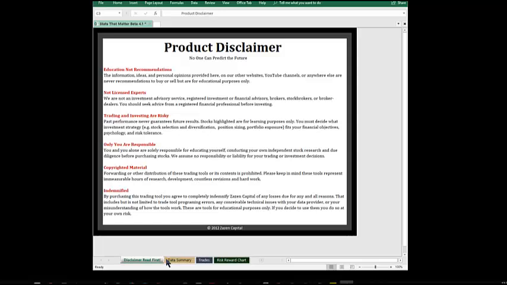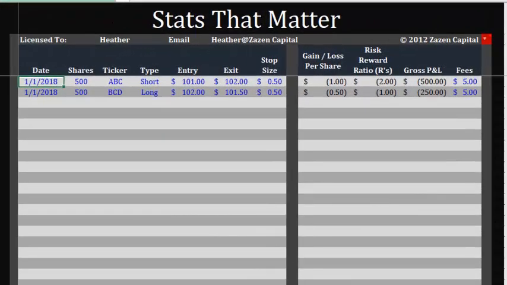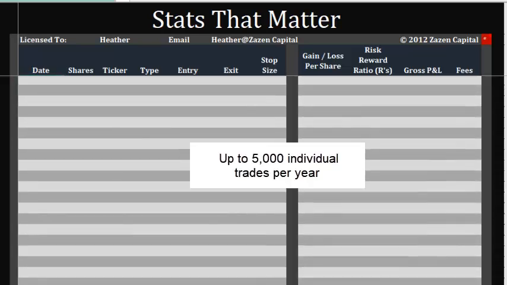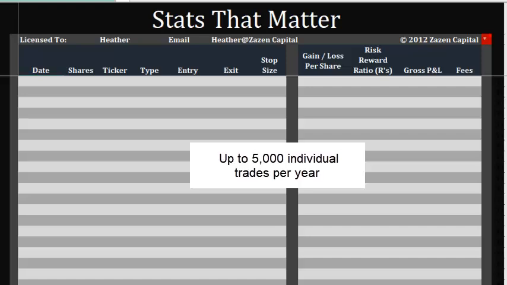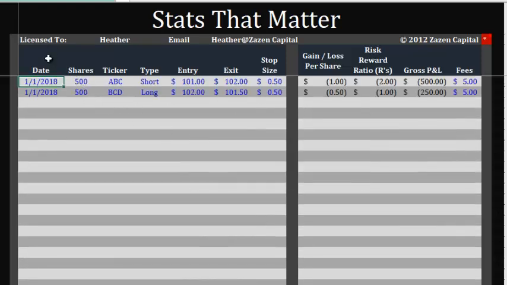You can see we have 4 tabs within this spreadsheet. The first is trades. You want to enter your trades here. You can enter up to 5,000 trades, which is usually more than enough for most traders. Very simple information: the date, the number of shares, the ticker, whether you went long or short, your entry price, your exit price, and your stop size.